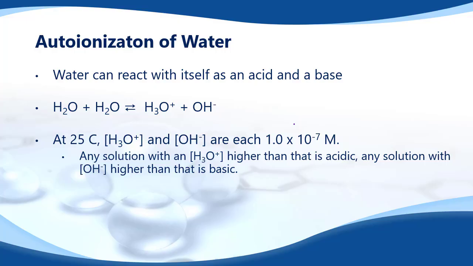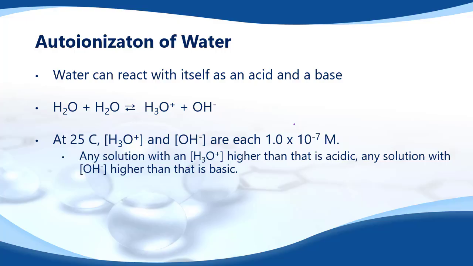If H3O+ is higher than OH-, it's acidic. If OH- is higher than H3O+, it's basic. If the two concentrations are the same, it's neutral. So you actually determine acidic versus basic by looking at the concentrations of these two ions, H3O+ and OH-. Every solution will have both of them at the same time. They're just going to be in different amounts.